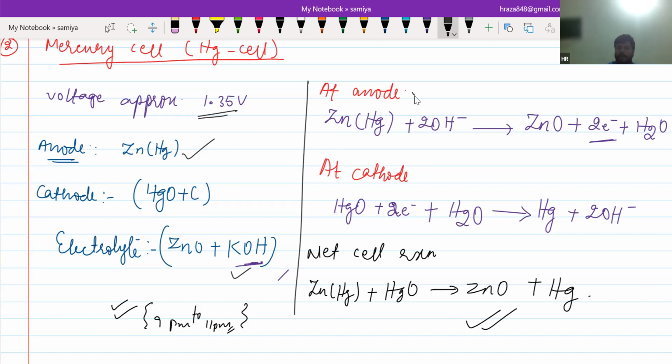So you know that at the anode there will be oxidation, so it oxidizes and loses 2 electrons, and at the cathode there will be reduction, so these 2 electrons will be gained by this and it will be converted into Hg, and the net cell reaction is this. So this is all about primary cells.